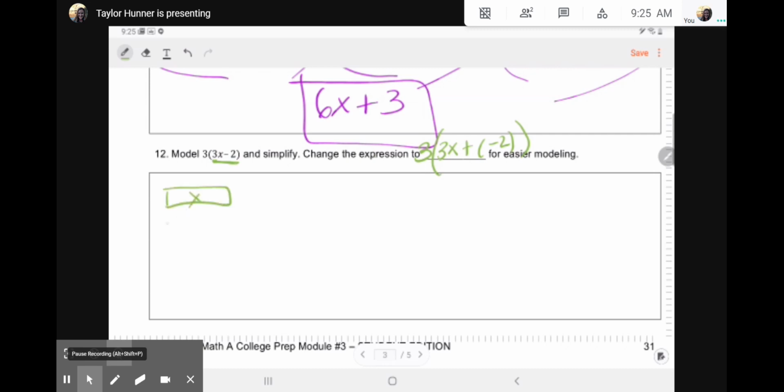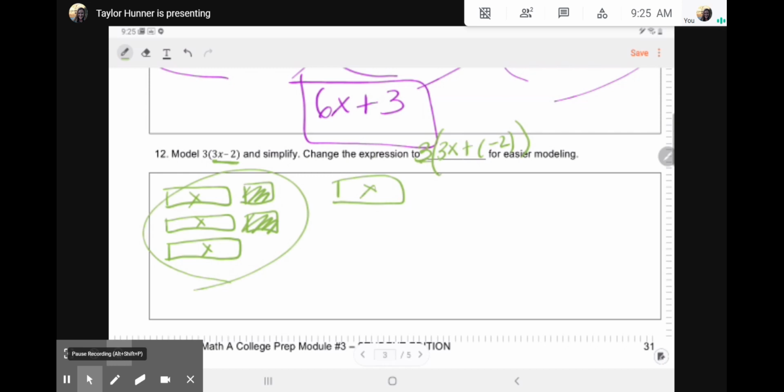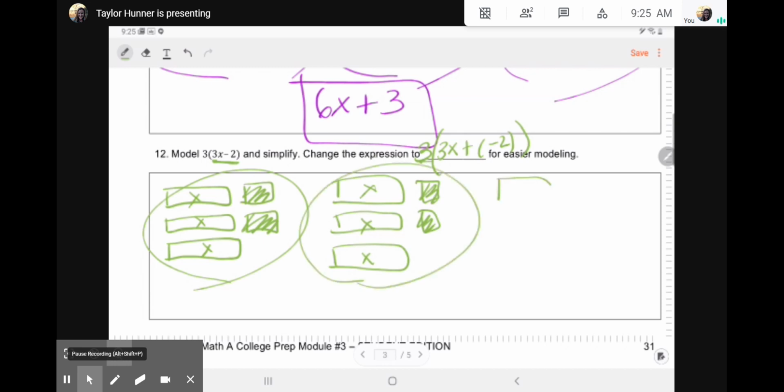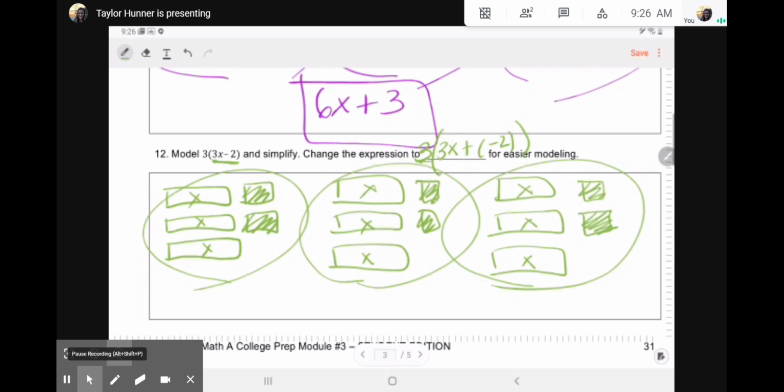So I have 1, 2, 3 x's, and then I have 1, 2 negatives. So this is one group, and I have to draw 3 of those. So 1, 2, 3, and again 2 negatives. So that's group 2, and then 1, 2, 3, and then 2 negatives. So that's group 3. It also asked me to simplify.